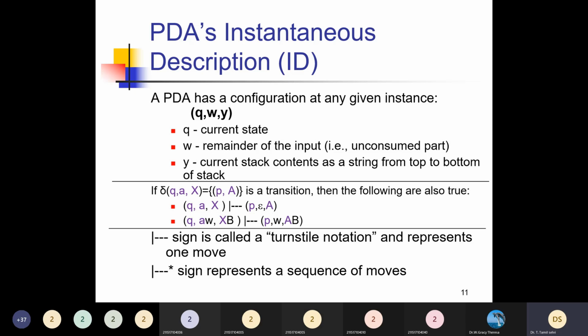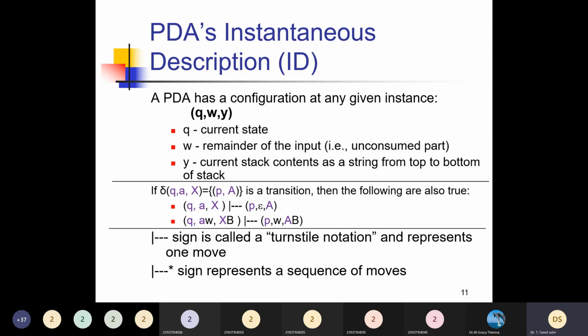Now you have to write the transition function. If the transition of q, a, x equals p, a, so this is the normal transition function of a PDA, then the following are also true. That is, this is the instantaneous description. The current state, a, x means we are going to perform the pop operation, that is p, epsilon, a.